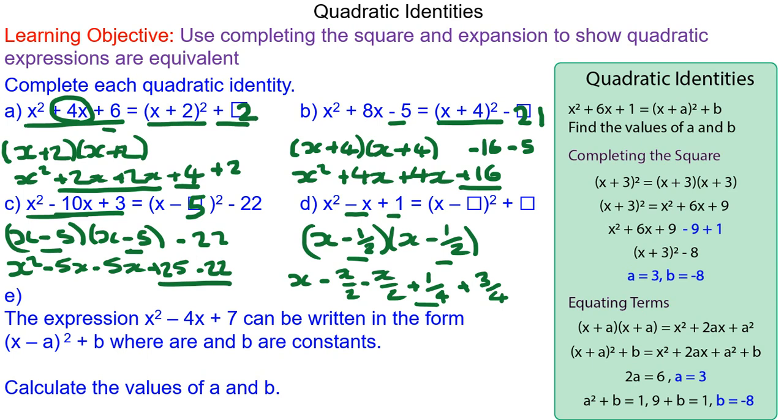So the identity would be x minus 1/2 plus 3/4.